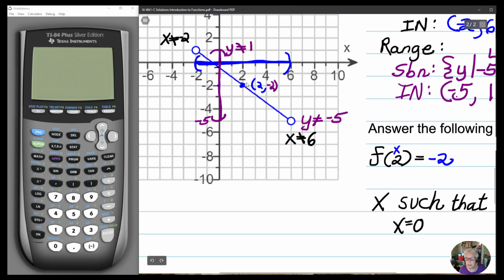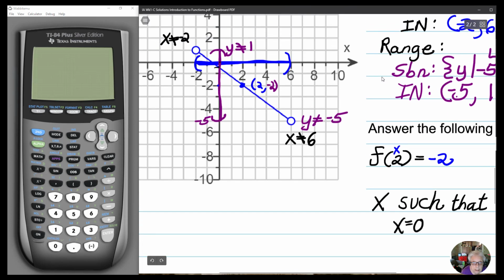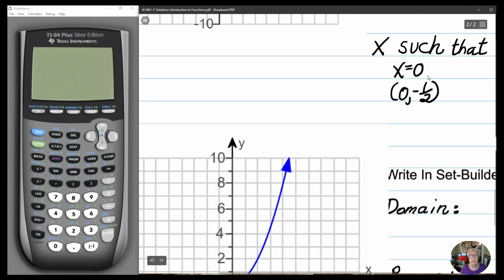And what that tells me is that this is the point 0, negative 1/2. We'll be doing more of that. Remember, you can always back up and watch this part of the video or any part of the video again.